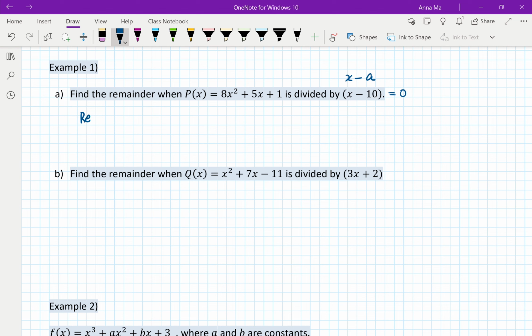So we can say remainder is equal to p of 10, which should be just 10 substituted into that polynomial. You guys can do it on the calculator. I think you should be getting 851.